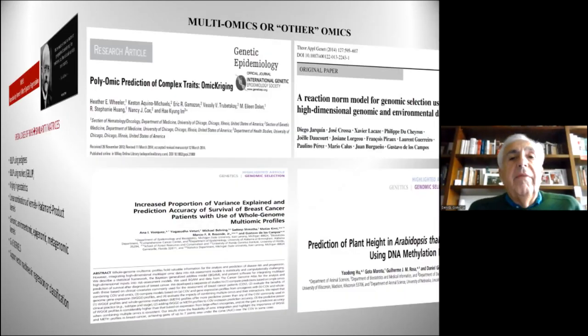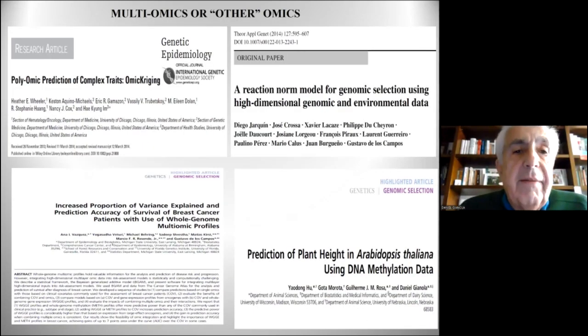These methods are flexible and they can be used for problems where you have multiple sources of omics as well as environmental covariates, which you can incorporate in, for example, crop models, or you can use as well epigenetic information. So for example, on the right, there is a paper on prediction of height in the plant Arabidopsis for which there is no theory whatsoever. But the kernel methods work reasonably well.